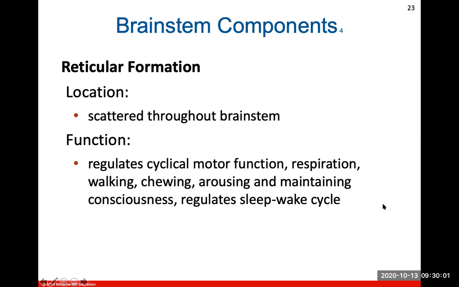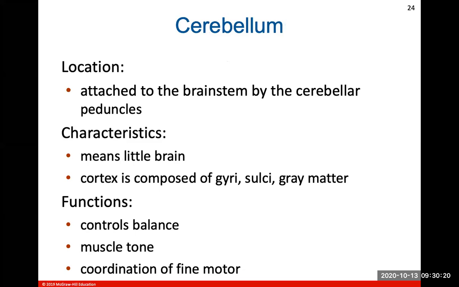The reticular formation is scattered throughout the brain, and this will function in cyclical motor function, respiration, walking, chewing, arousing, and maintaining consciousness, and also regulating your sleep-wake cycle. So that is the function of the reticular formation, which is scattered throughout the brainstem.